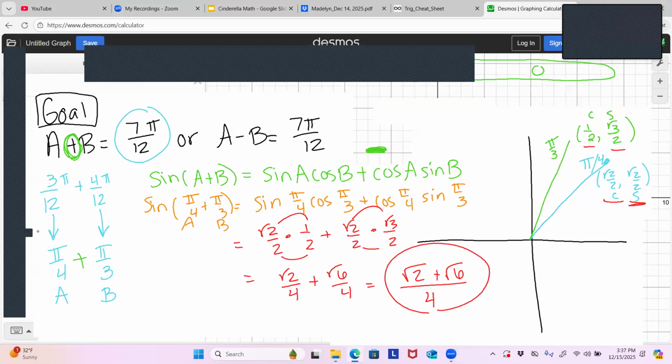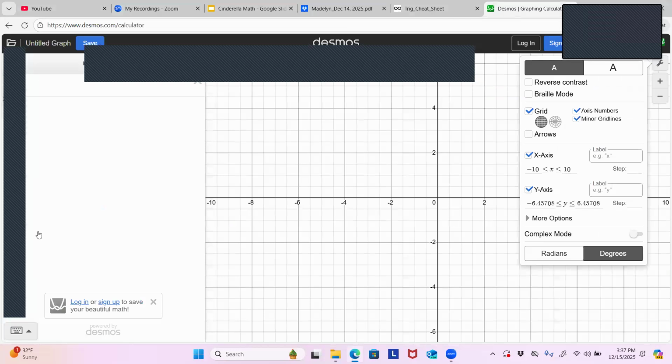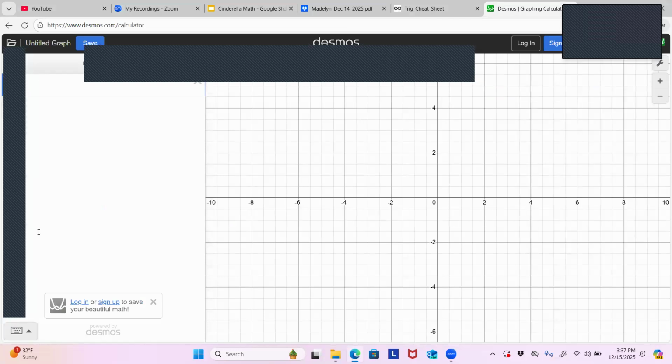I'm going to clear this for a second. I'm going to hit the wrench. I'm going to switch decimals back into radians. And I'm going to say sine of 7 pi over 12. And then we're going to do what our answer was, which was square root 2 plus square root 6 all over 4. Yes, it matches. We did it correctly. That's how you can check.